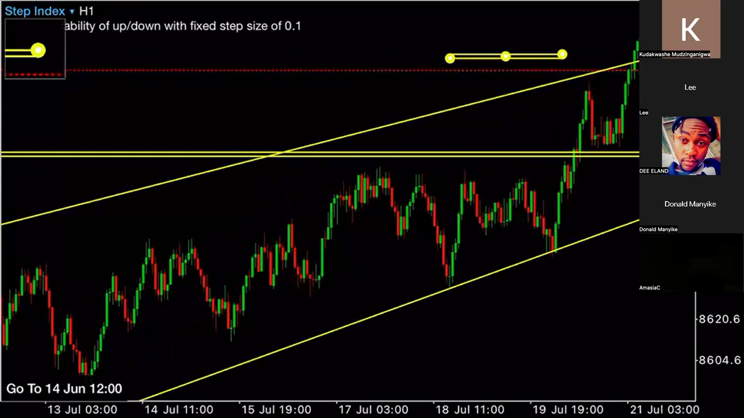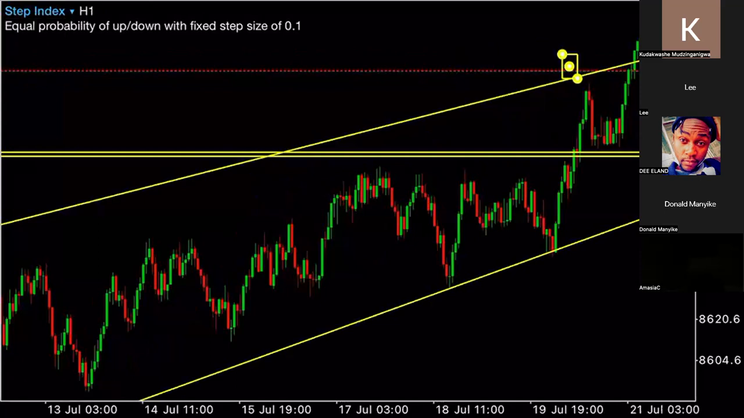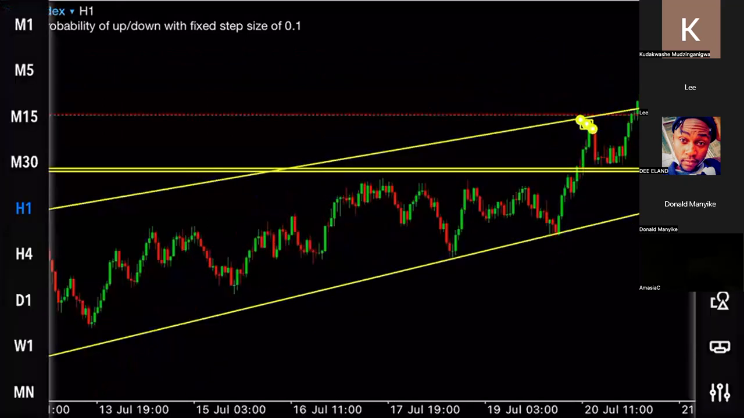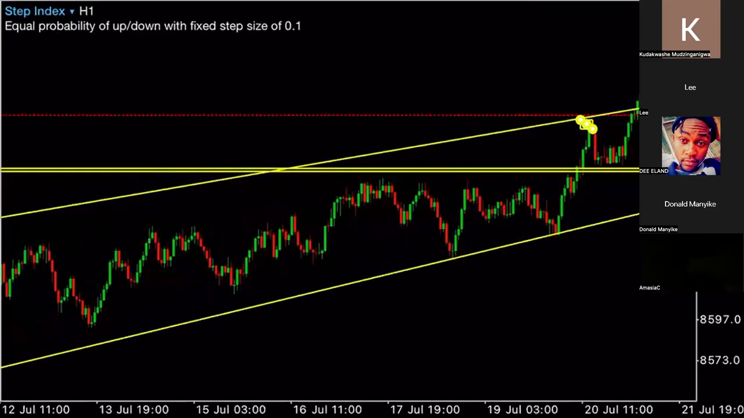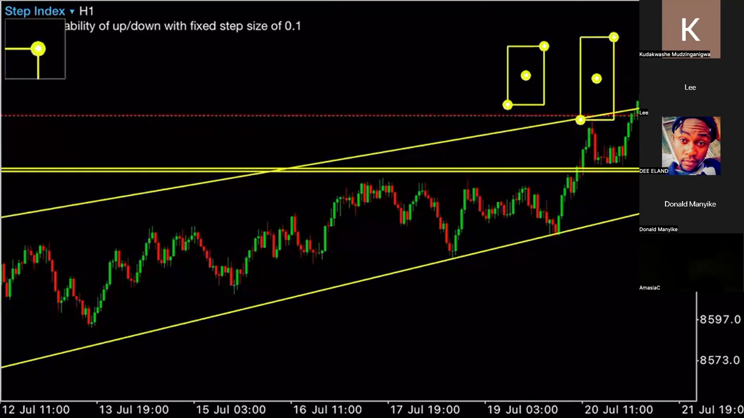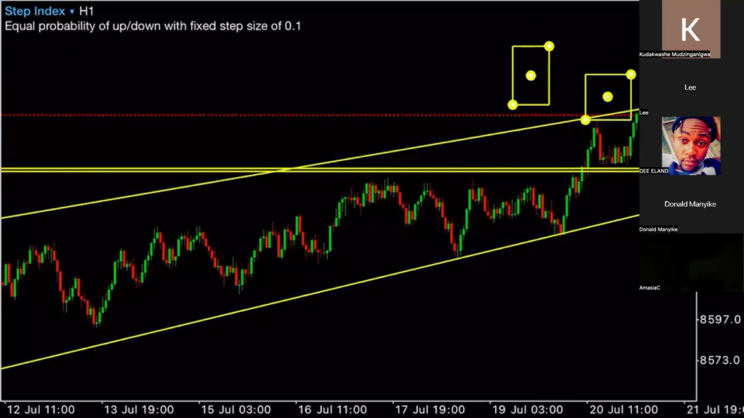Let me move to H1. I want to show you something, guys. We had our third touch there, where there is a small triangle. Then price, like I was saying, do not marry your trend lines. We had this price action going outside of the trend line, so we have a way of dealing with such things. We are looking to sell on the third touch.